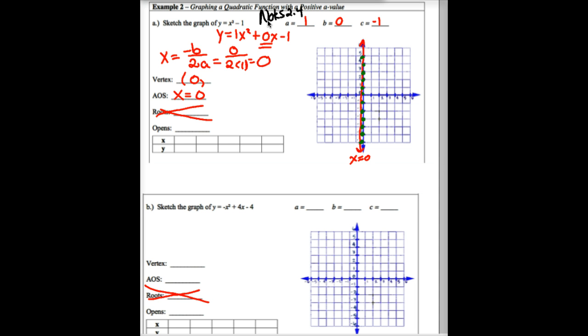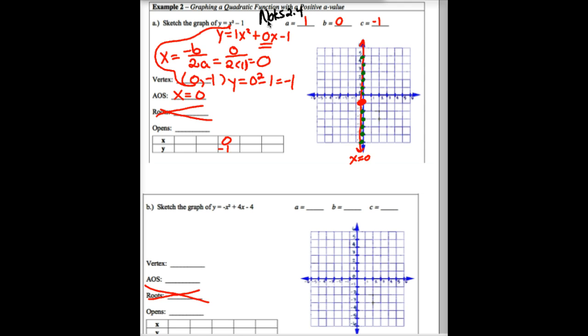To figure that out, I need to plug 0 into the equation for x. So I'd say y is equal to 0 squared minus 1, which is negative 1. What that means is my vertex is this one right here. So my vertex is (0, negative 1). And I like to put that in the center of my chart.